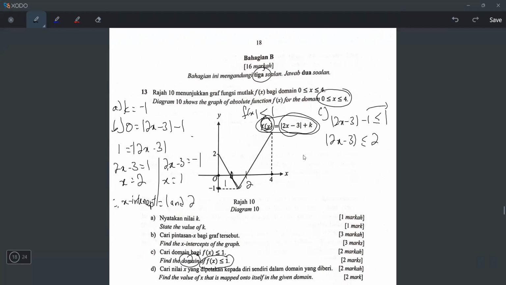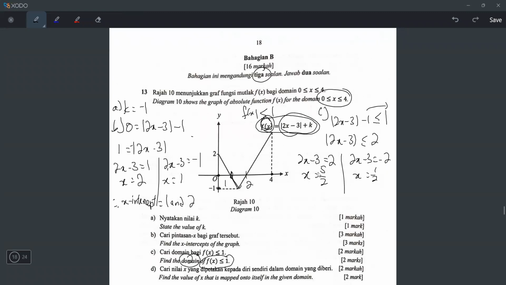And now I can remove modulus. And what happens when I remove modulus? 1 plus, 1 minus. So 2x minus 3 equals 2, 2x minus 3 equals negative 2. But be careful, because this is not equal. This is smaller than or equal to. So I think later I have to change back the equal to this symbol, but it's okay. For now, I will just treat it as equal and find x first. So let's find x. 2 plus 3 is 5, so 5 over 2. Negative 2 plus 3 is 1, 1 over 2.